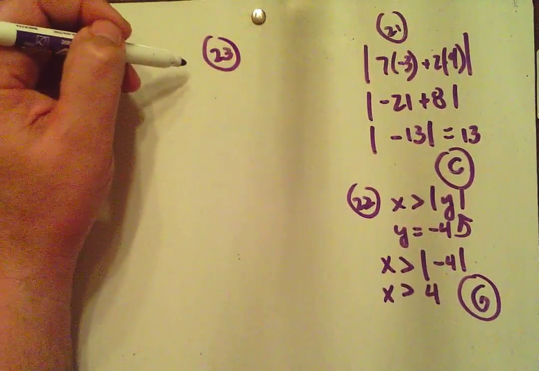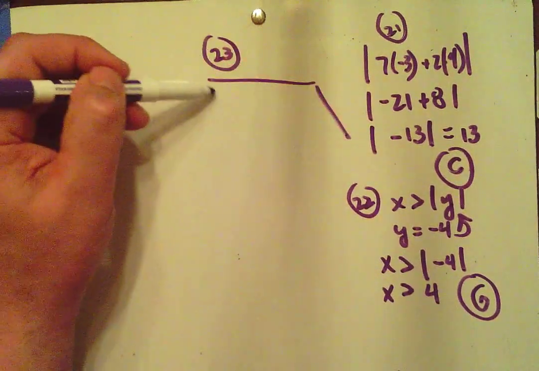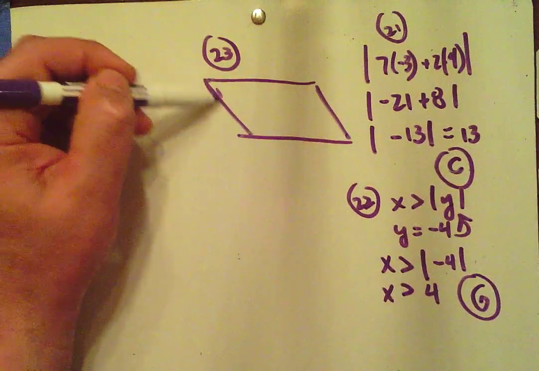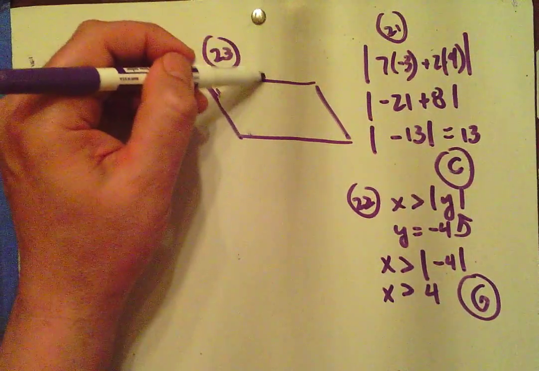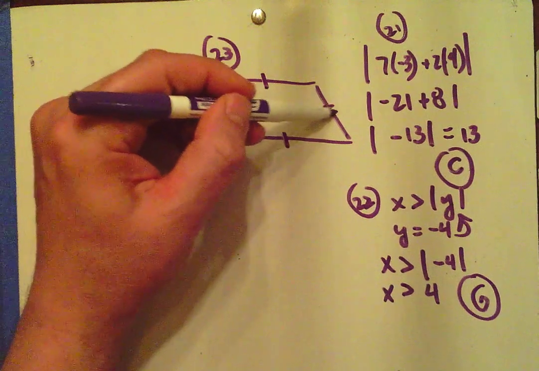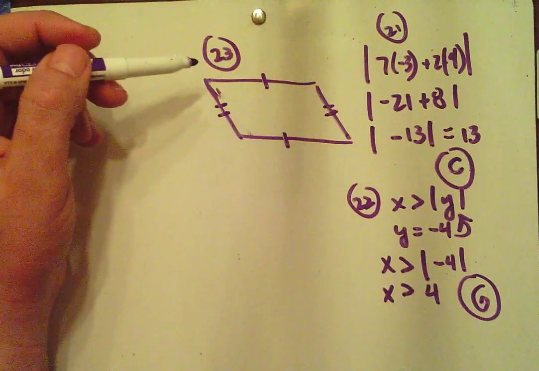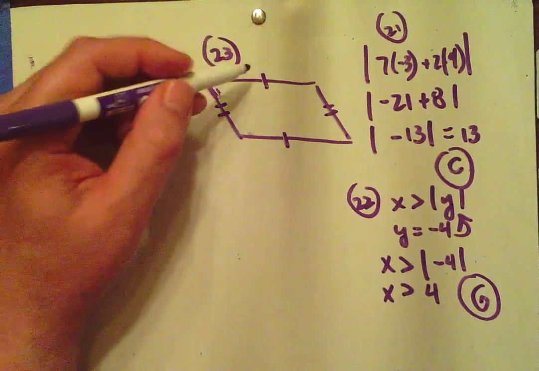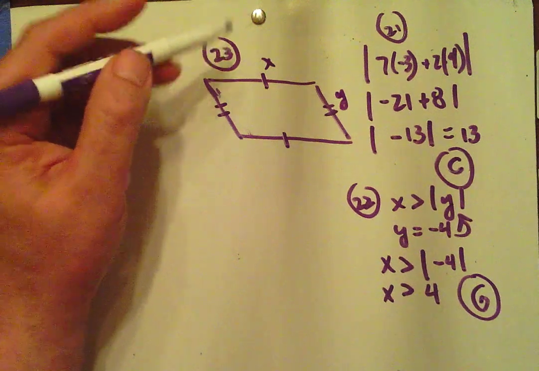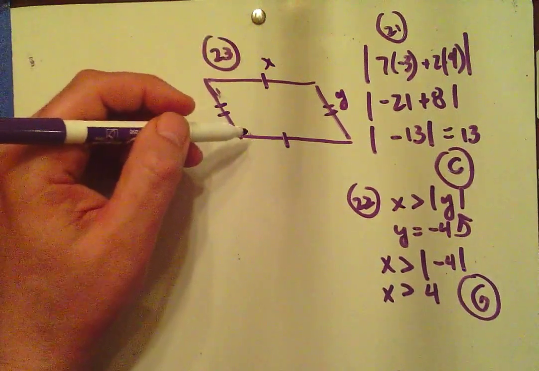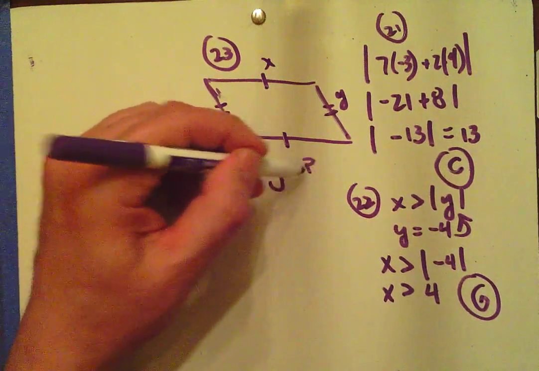23. 23 says the perimeter of a parallelogram is 72 inches. Remember, we said earlier when we were talking about parallelograms that opposite sides were congruent. And we know perimeter is adding up all the sides. So we could call these x and y, and we could say 2x plus 2y equals the perimeter.